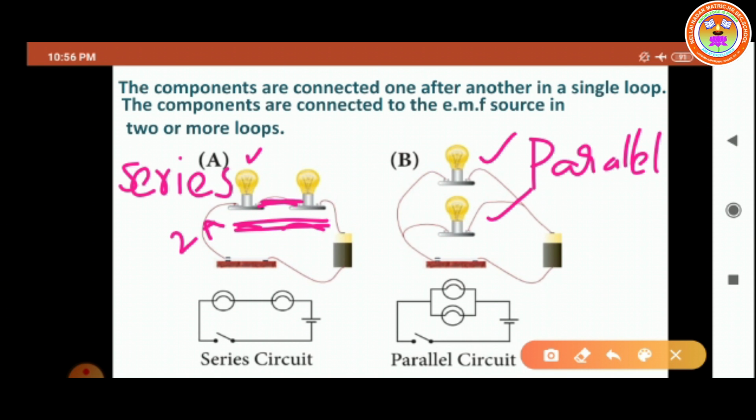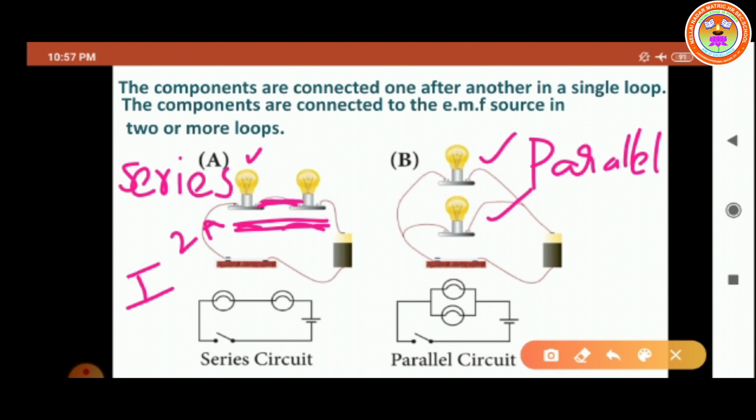From the above, we can know that the current all along the series circuit remains the same. This is the main difference between the series combination and the parallel combination. What about the current? The current is the same. So in the first bulb, how much current is flowing? The same amount of current flows through the second bulb also.